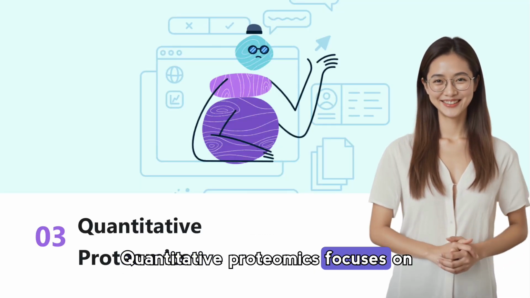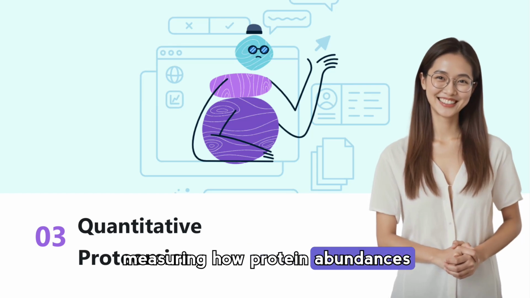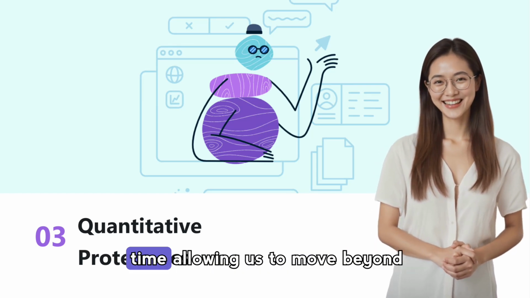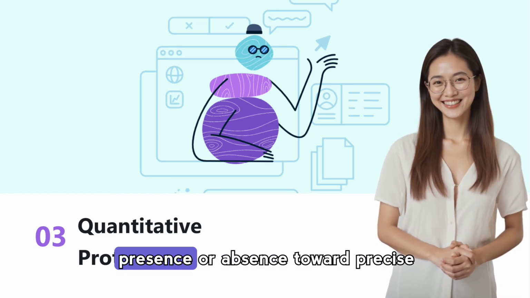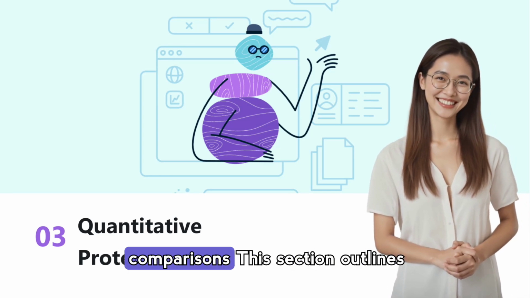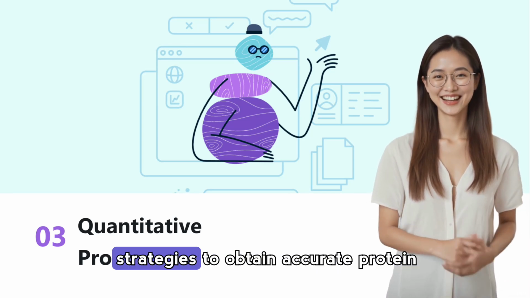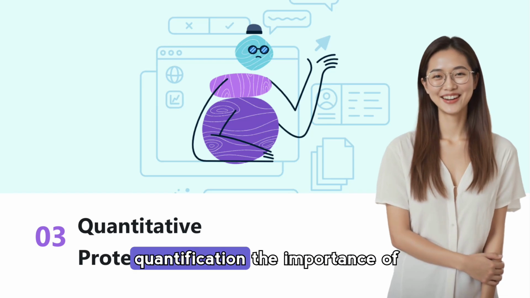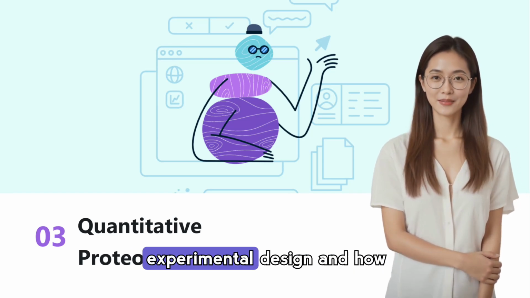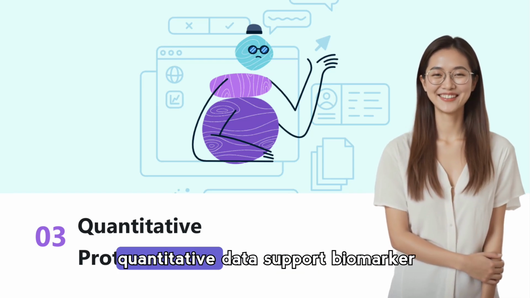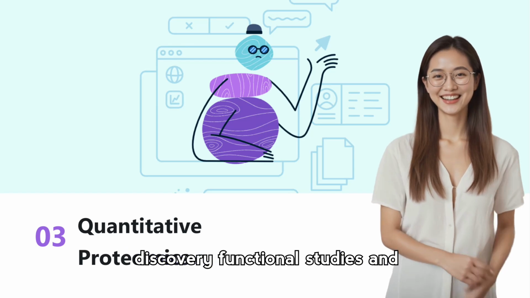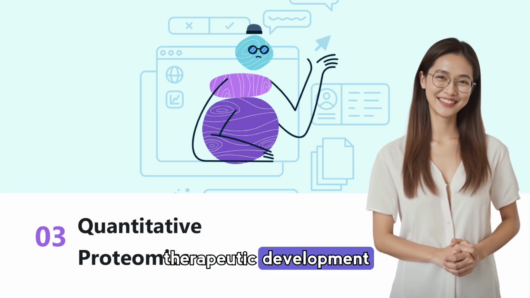Quantitative proteomics focuses on measuring how protein abundances change between conditions and over time, allowing us to move beyond presence or absence toward precise comparisons. This section outlines strategies to obtain accurate protein quantification, the importance of experimental design, and how quantitative data support biomarker discovery, functional studies, and therapeutic development.